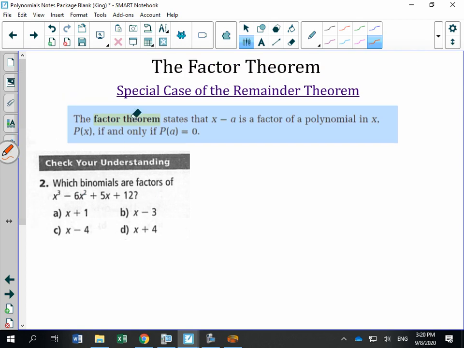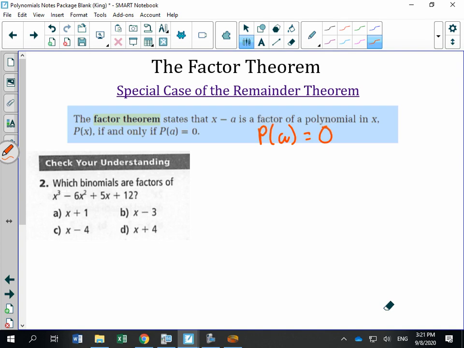Okay, so which binomials are factors of this polynomial? So this is going to be the factor theorem. And what the factor theorem states is if you substitute in the root of your binomial, and if you get 0 as an answer, then the binomial will be a factor of the polynomial. Okay, so we're going to plug each of the roots into our original polynomial, and any answers that give us 0 are going to be factors of the polynomial, and this is our polynomial here.